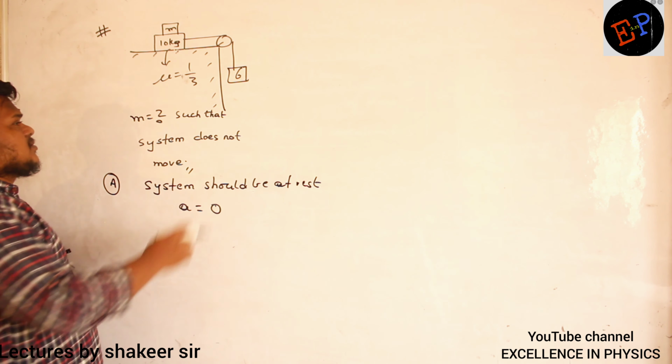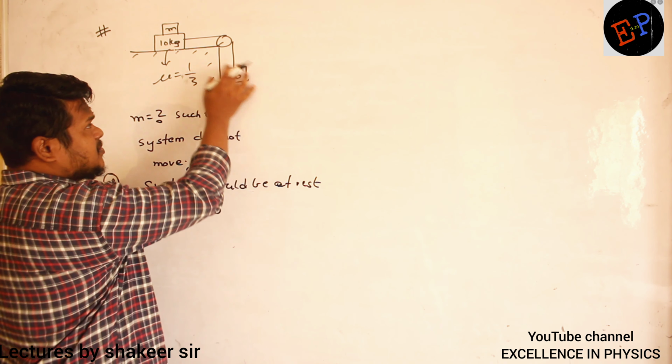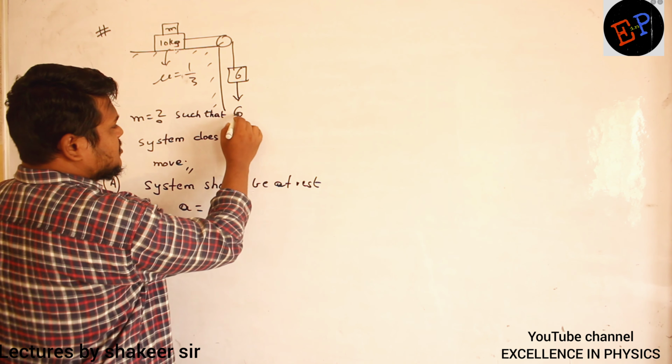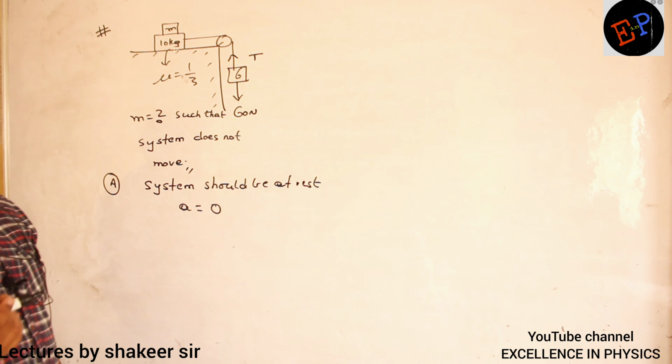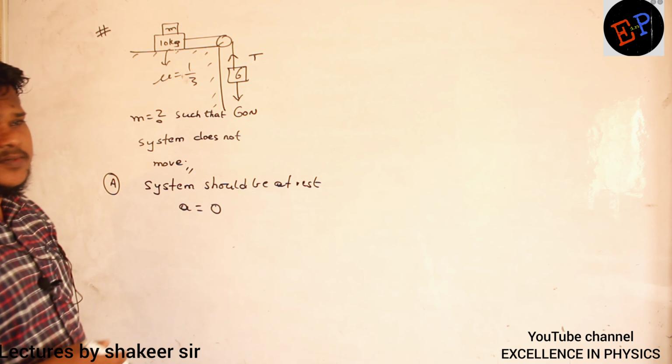Okay. So if acceleration is 0, now if you take this body, this is the body which is responsible for pulling the system downwards. This is the force which is responsible for pulling the body downwards. Clear now? What is the weight of this body? 60 Newton. Then tension should be how much? 60 only, because acceleration is 0, no?